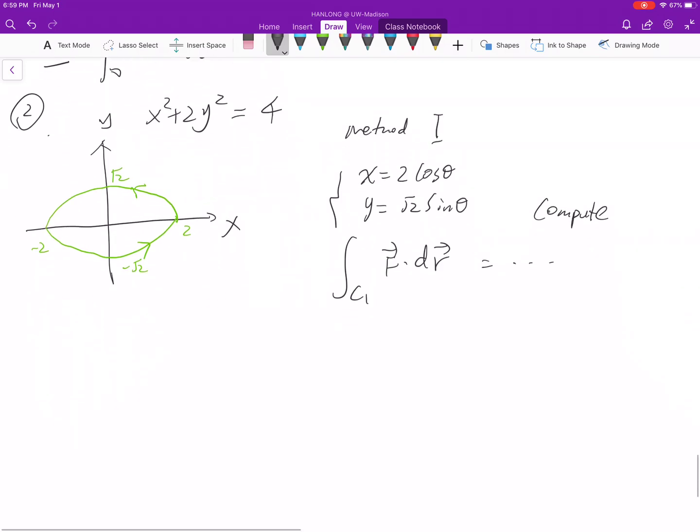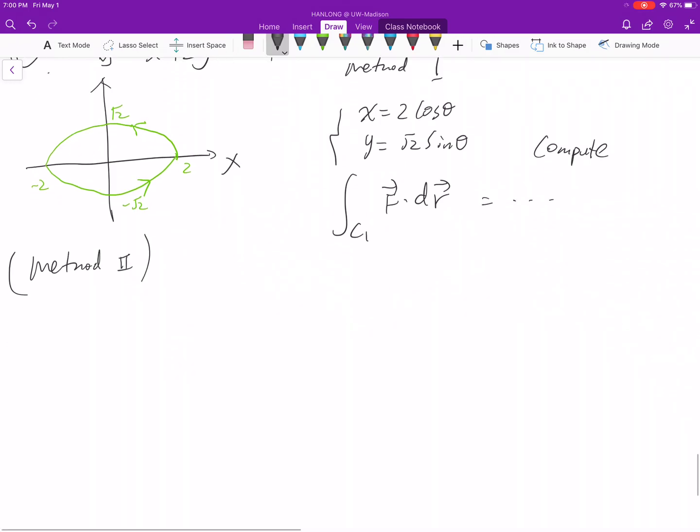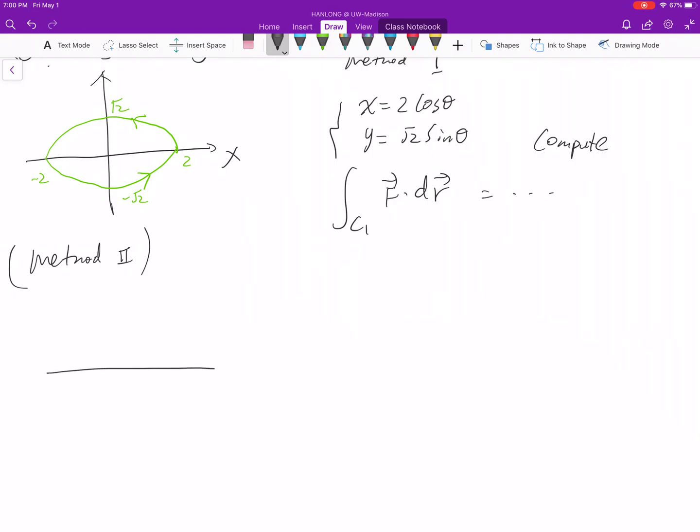But then the problem is you might have some kind of 1 over 1 plus x squared, which is arctangent stuff you need to take care of. It's doable in Calc 1, but probably you forget how to do that. Okay, and then method 2 we learned before. We want to make this curve easier for computation.